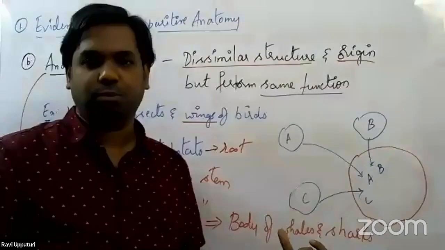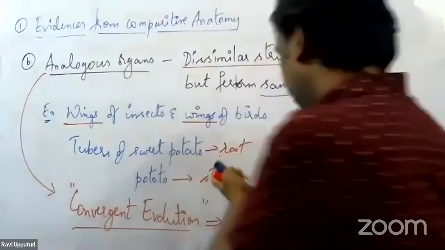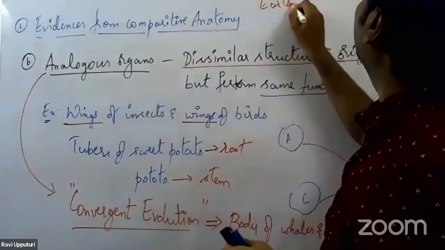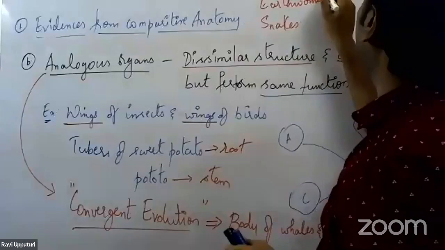One more classic example we can give for convergent evolution is, I'm writing down here, the body of earthworms as well as snakes. So this is one more example we can give.